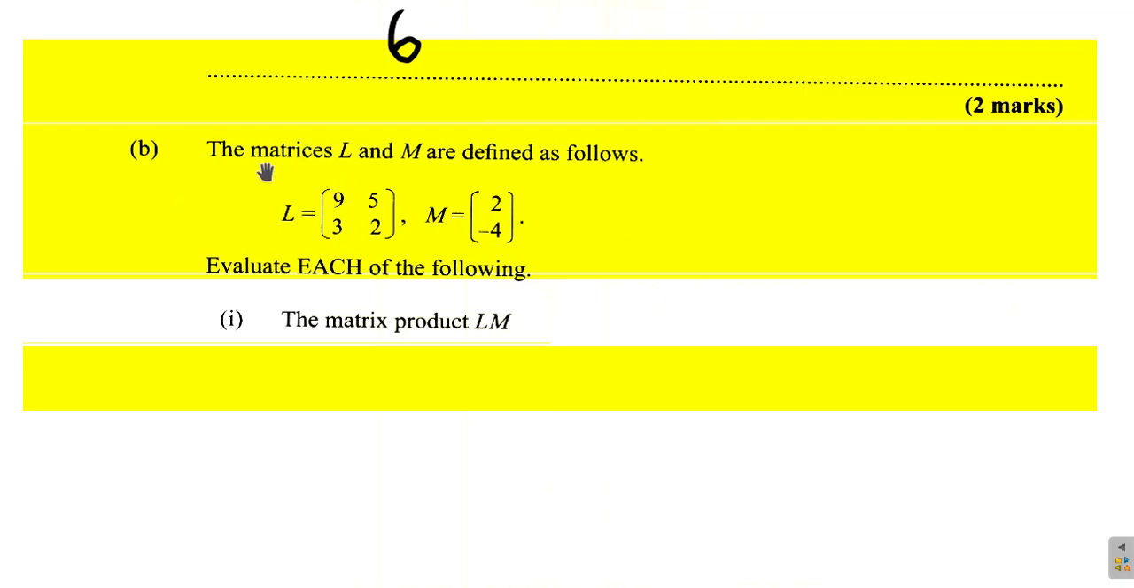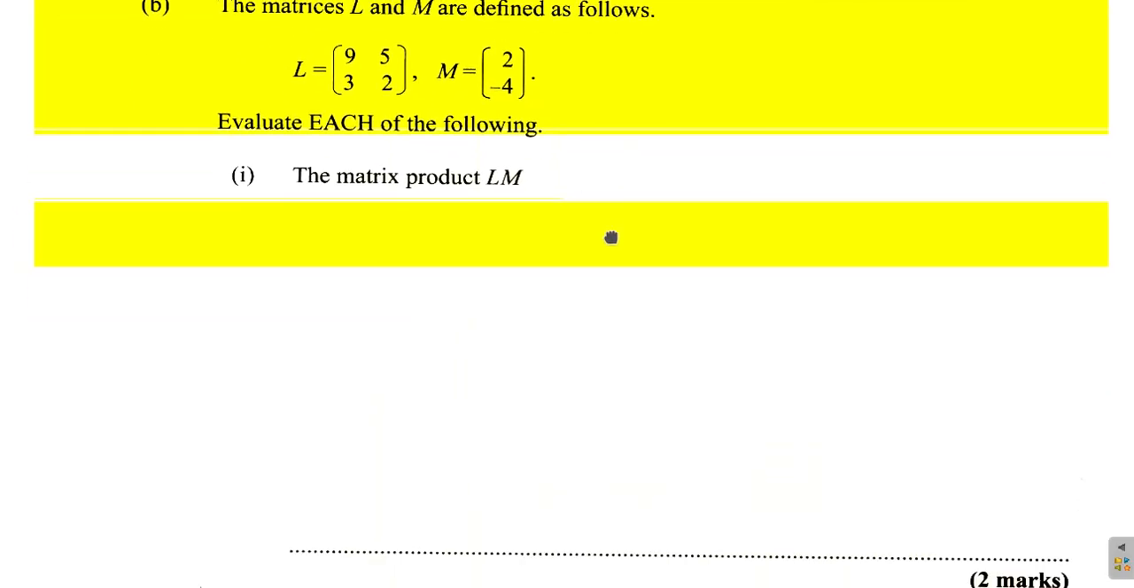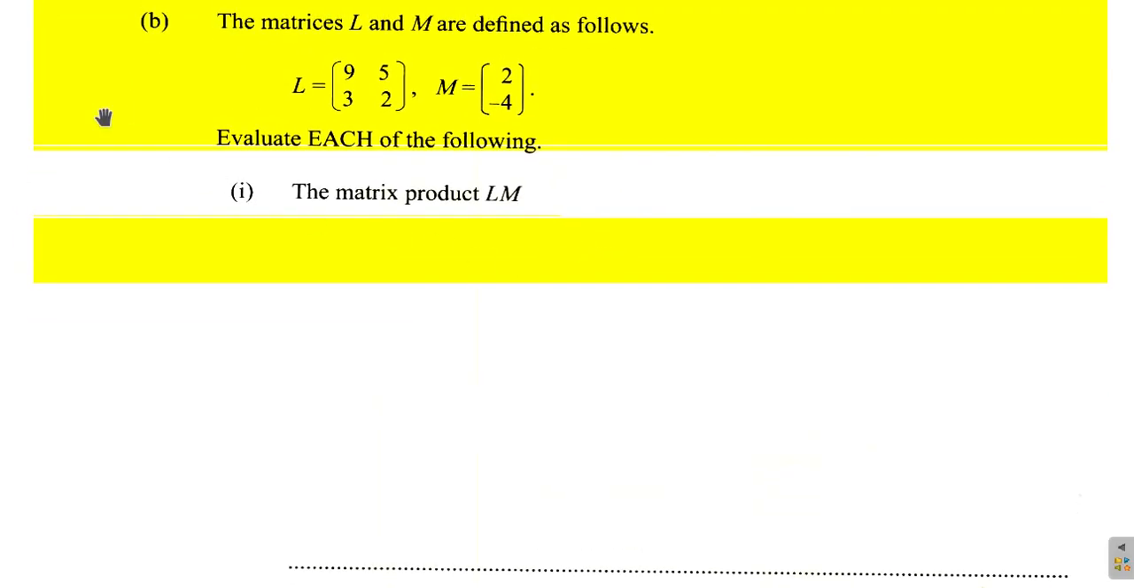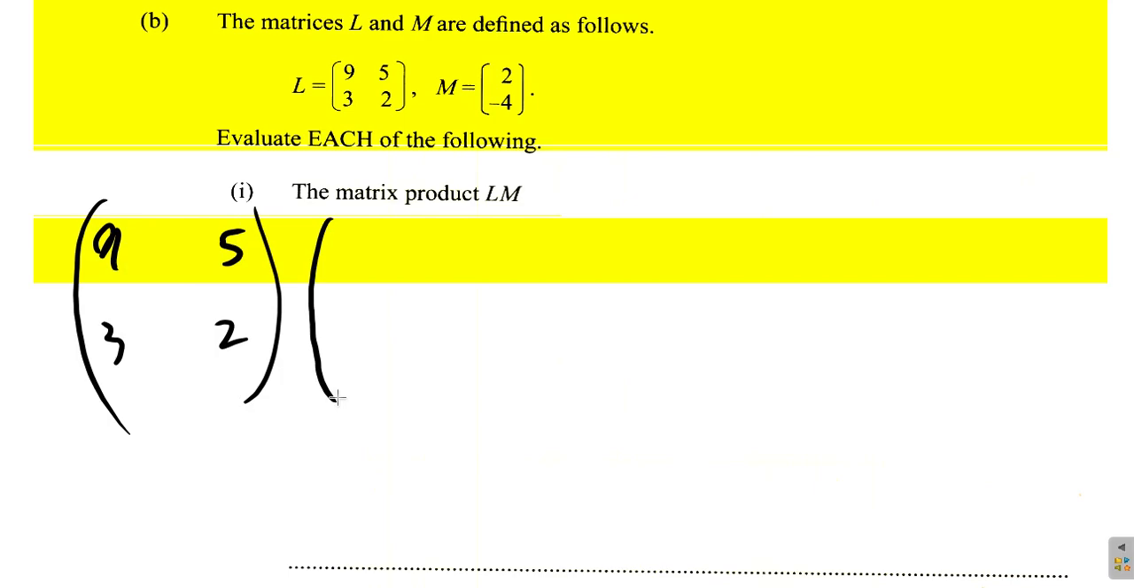But anyway, part B. The matrices L and M are defined as follows. L is [9, 5; 3, 2] and M is [2; -4]. Evaluate each of the following. The product LM. We want the product LM. So you're going to be multiplying these two matrices: [9, 5; 3, 2] times M, which is [2; -4].